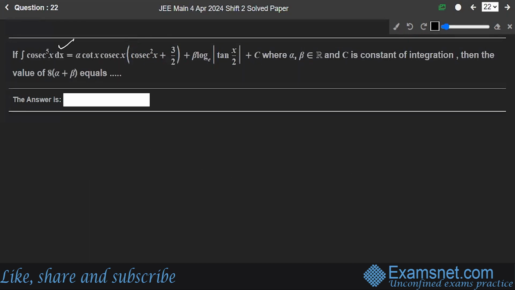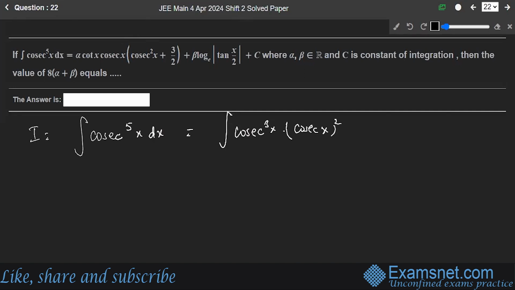Question number 22, integral of cosecant power 5x dx is equal to alpha into cot x into cosecant square x into this plus this term plus c, where alpha and beta are the real numbers. C is the constant of integration. You have to find out the value for this expression. All right, let's start. Let's say this is equal to I, integral of cosecant power 5x dx. Let's split up. This can be written as cosecant cube x into cosecant square x dx. So let's split in the middle, integration by parts.